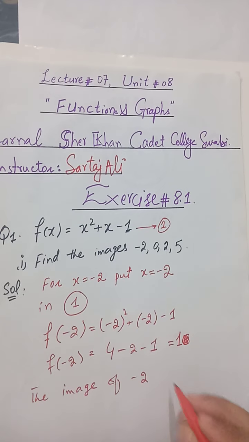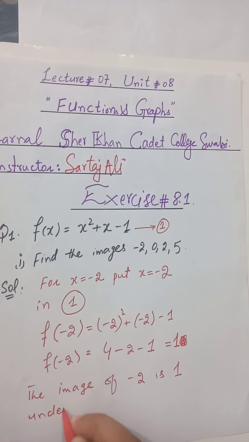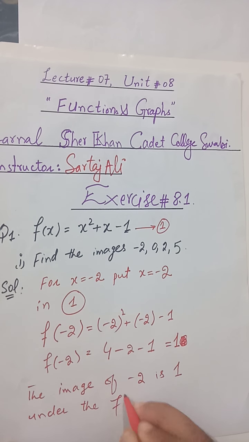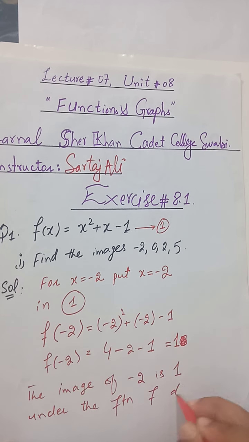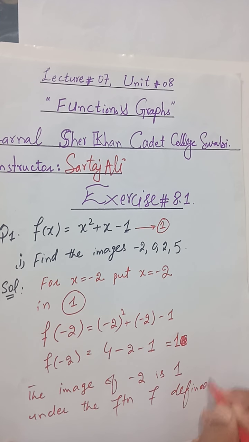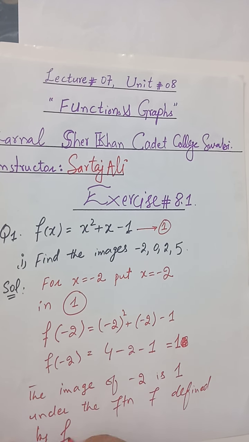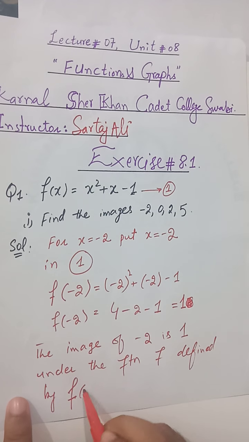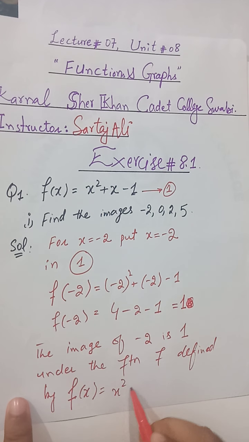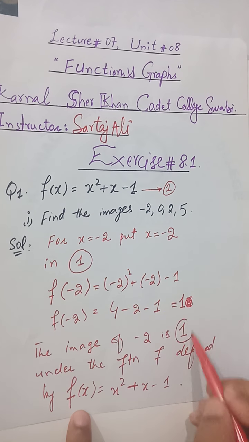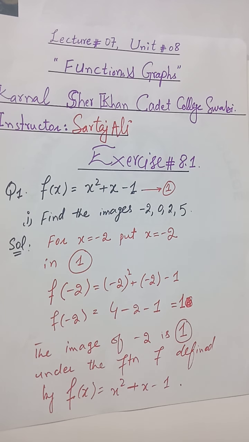So the image of -2 is 1 under the function f defined by f of x is equal to x square plus x minus 1. So this 1 is the image of -2 under the given function f of x is equal to x square plus x minus 1.